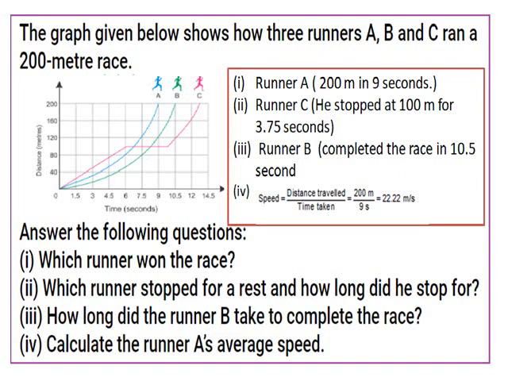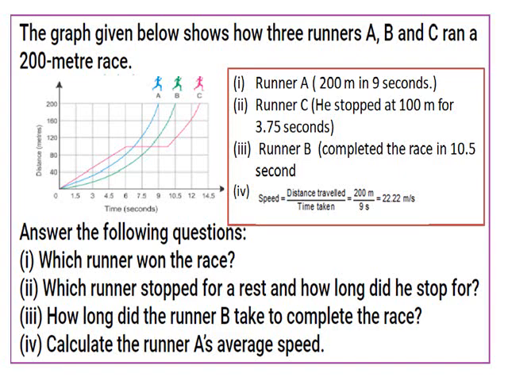Now answer the questions. First question, which runner won the race? Is it A, B or C? The distance remains the same for all three runners, 200 meters. A has completed in 9 seconds, B has completed in 10.5 seconds, and C has completed in somewhere between 12 to 14.5, or we can say 13 seconds.